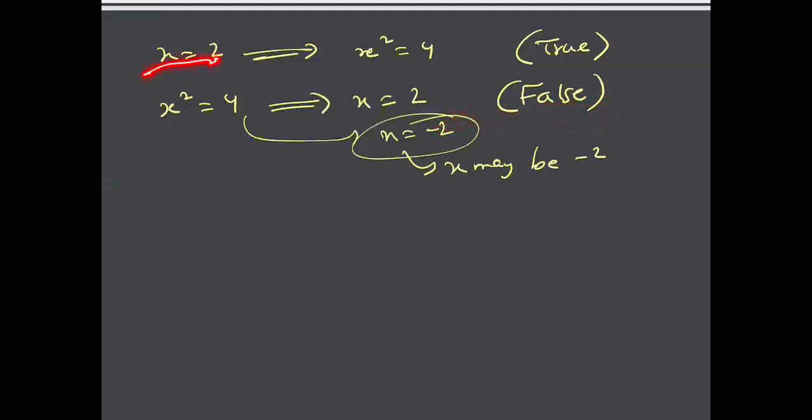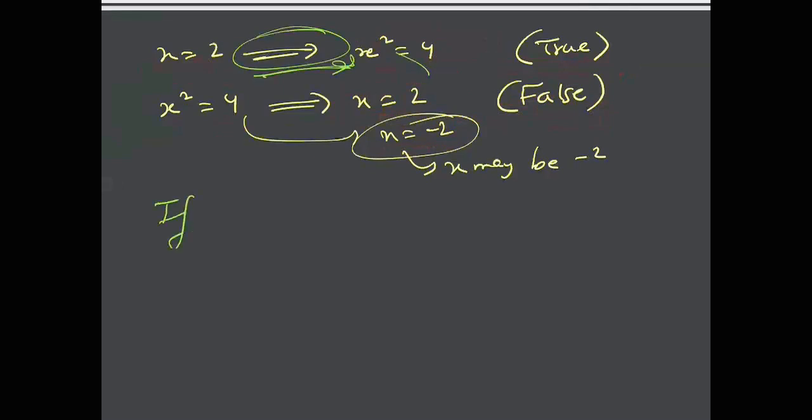But if x is equals to 2, then I can definitely say that x square is equals to 4. So this is a true statement. Whereas if x square is equals to 4, then I definitely can't say that x is equals to 2 because x might be minus 2 also. So I'm not sure. So this statement is a false statement. So it means that I can use this implication sign in only one direction, not in the reverse direction.